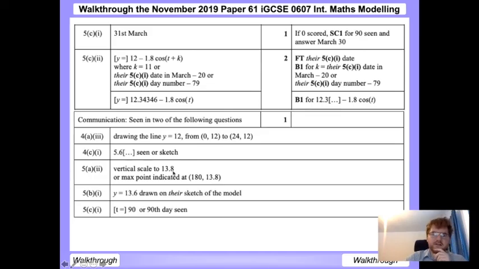Having a vertical scale to 13.8 and indicating it, so that was showing the maximum point, for example. Showing y equals 13.6, which I did. I showed the y-intercept. And showing t equals 90 as well. If you show any 2 of those things, then you gain the extra communication mark you need to get full marks on this section.